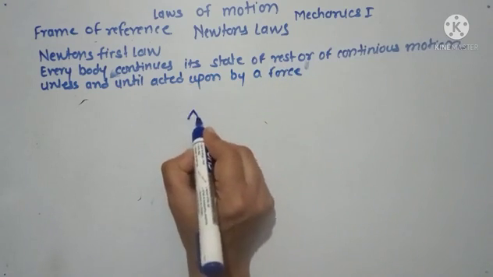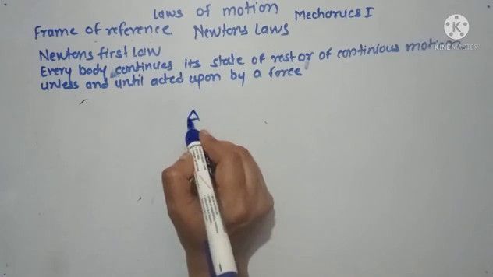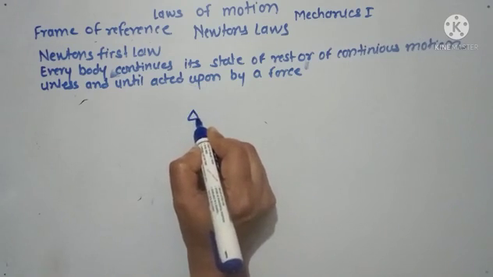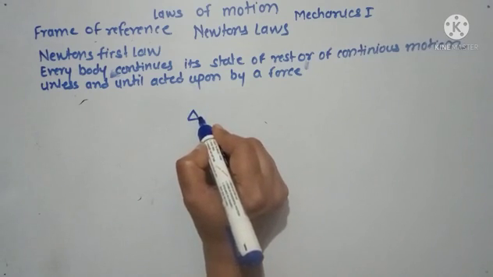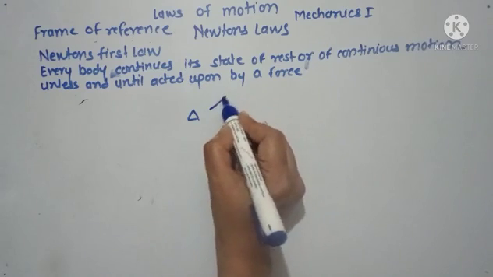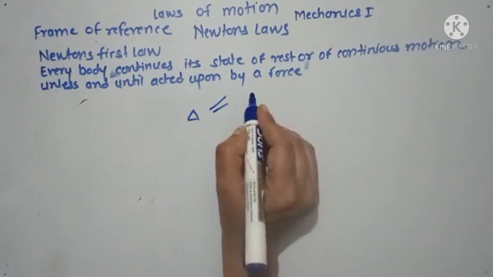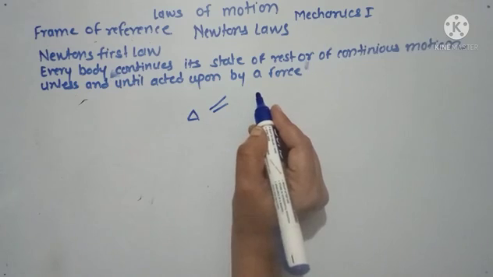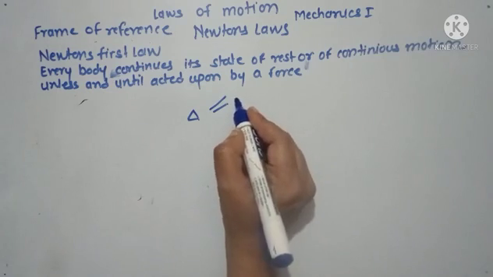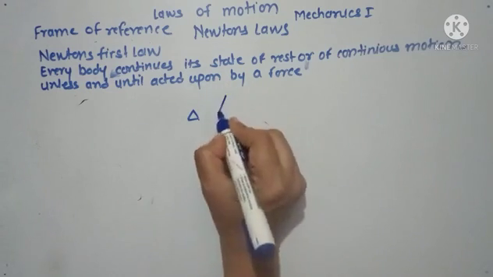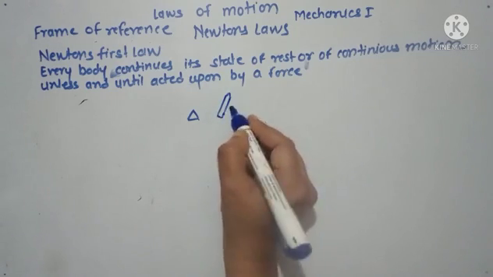For example, if you take a stone sitting over here, it will continue its state of rest for years and years unless and until it is acted upon by a force. Now this is very common sense. We have experienced it, whether it is a pen lying on the ground or a paper lying on the ground, it will continue its state of rest or of continuous motion unless and until it is acted upon by a force. A pencil lying on the ground will not move unless you pick it up.